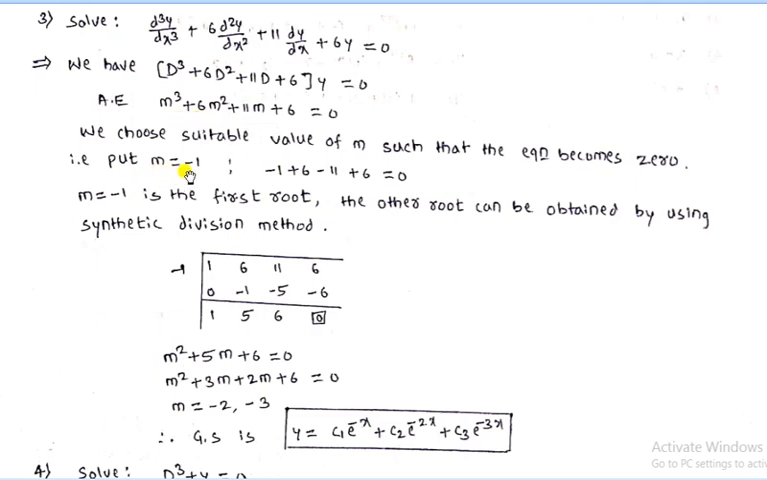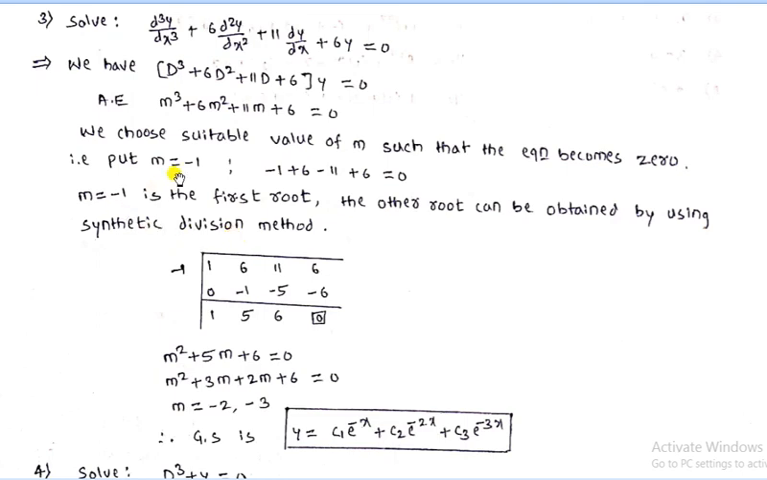So now if m is equal to minus 1, substitute m equal to minus 1 in this equation. The equation becomes minus 1 cubed is minus 1, minus 1 squared is plus 1, that is plus 6, and 11 into minus 1 is minus 11, plus 6. So plus 6 plus 6 is 12, minus 11 minus 1 is minus 12. So minus 12 plus 12, the equation becomes 0. So when m equals minus 1 the equation becomes 0, it denotes that m equal to minus 1 is the first root of the cubic equation.